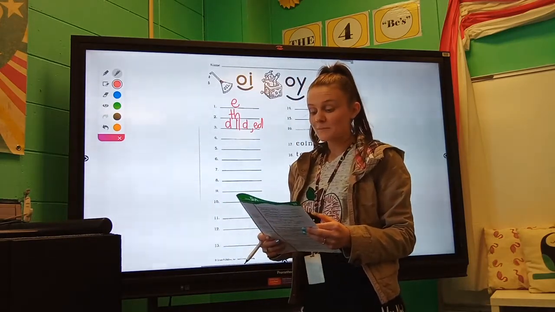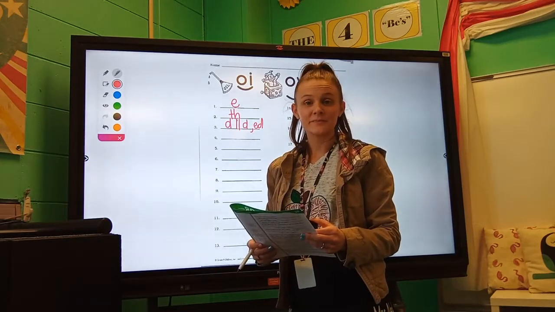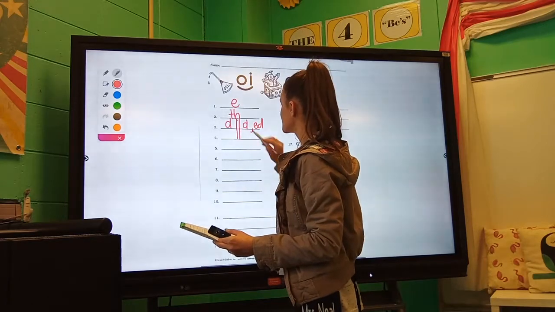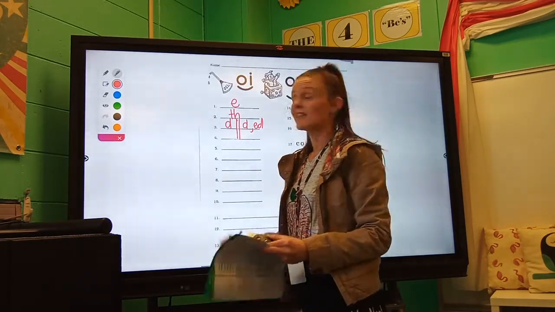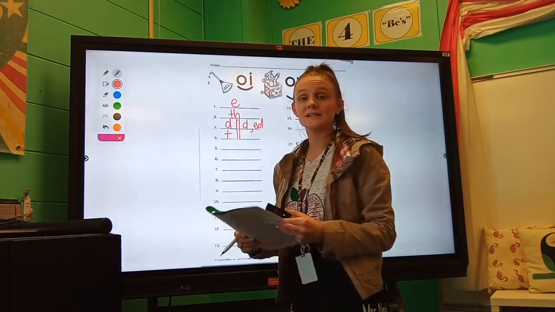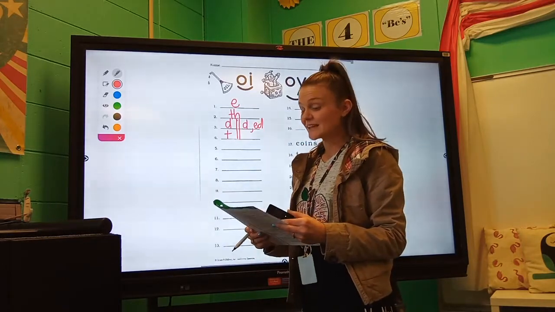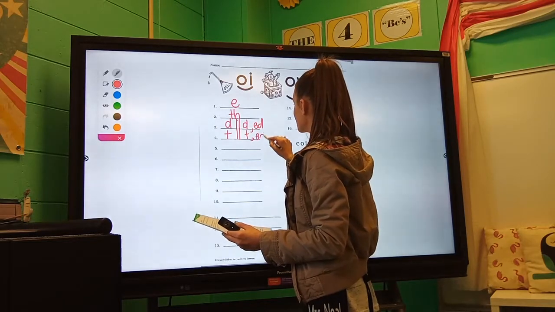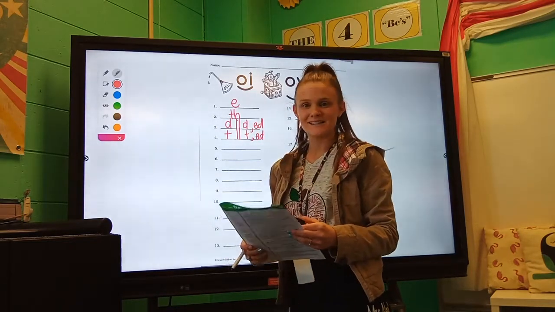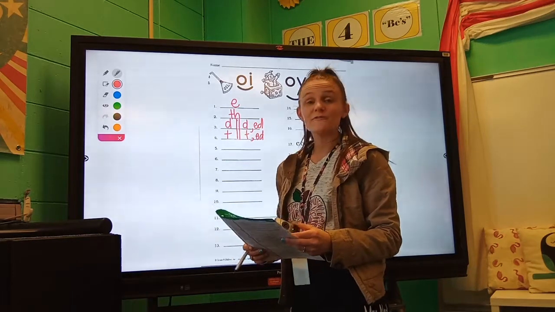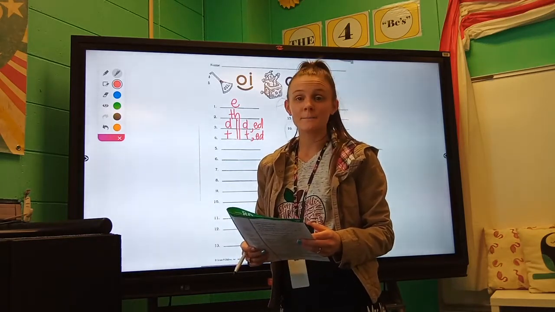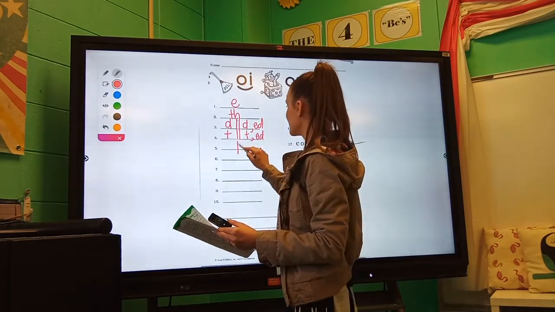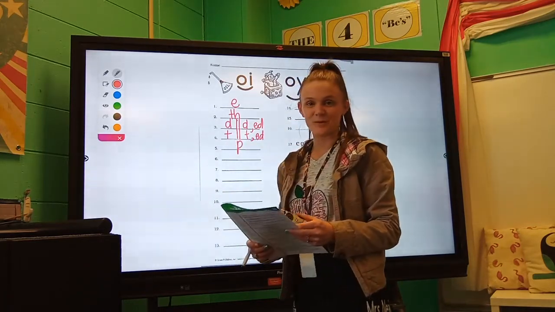For number 4, my letter sound is T. T. So again, I'm dividing my line in 2 parts. At the beginning of a word, letter T makes the T sound. At the end of a word, letter T and the suffix ED makes the T sound. For number 5, my letter sound is P. P. Yes, letter P makes the P sound.